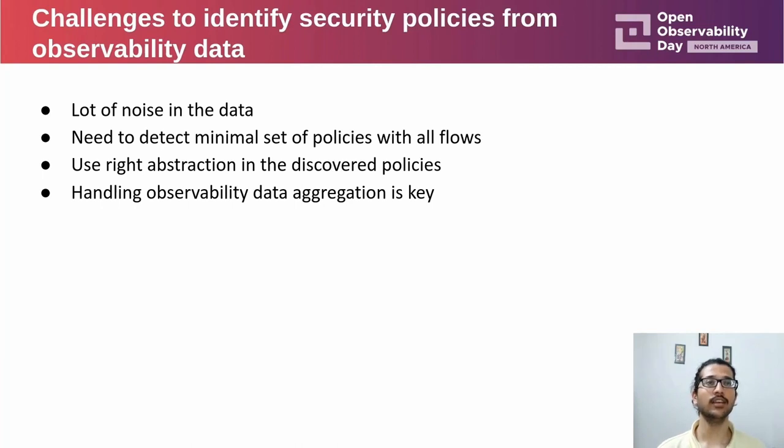The challenges in identifying security policies from the observability data are there is a lot of noise in the raw observability data. For example, there could be random URL connections or random file accesses. It is required to produce a minimum policy set covering maximum flows. There is no point in deriving policy rules on a per flow basis as the policy becomes intractable very quickly. The discovered policies should make use of the right abstraction. For example, in case of a K8s environment, the deployment labels should be used in place of other transitory constructs like IP address. And handling data aggregation is the key.